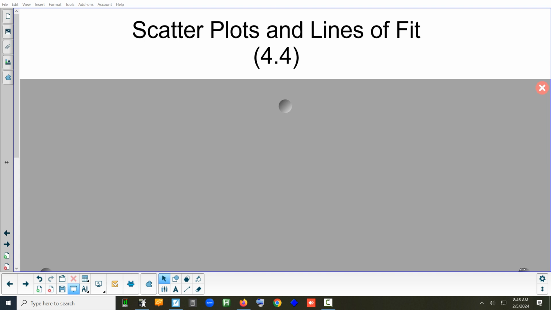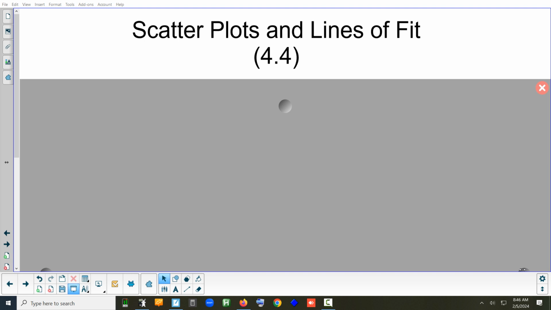All right, 4.4 is all about scatter plots. Does anybody know anything about a scatter plot, or has anyone ever made scatter plots? Yeah? I've done this before in the past. Last year. You've done scatter plots before? Okay. It's where you have multiple points on multiple areas of the graph.